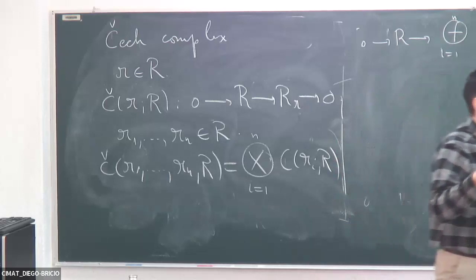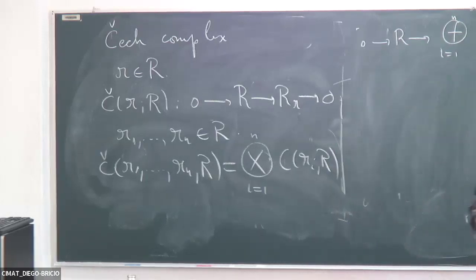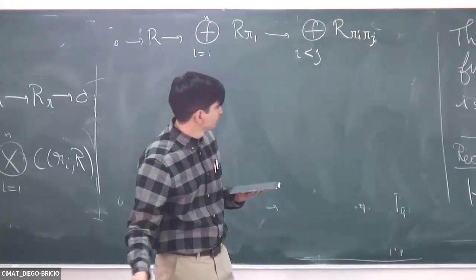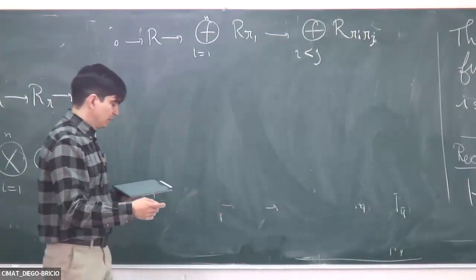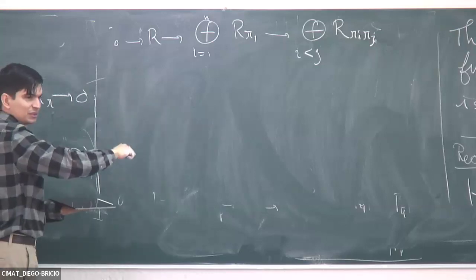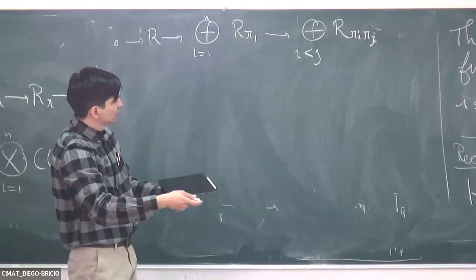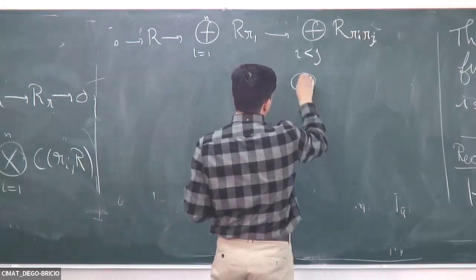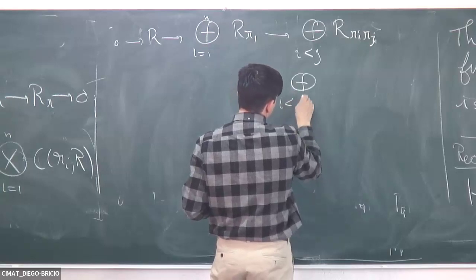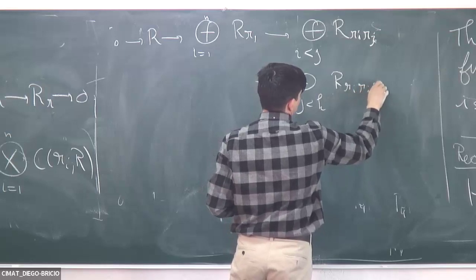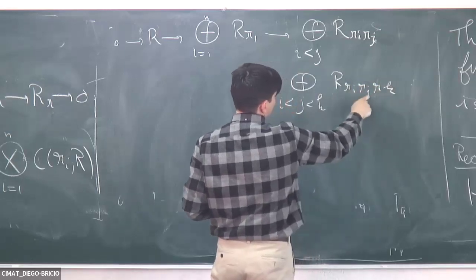Who knows how many elements? Two. Exactly, and you continue like that. In the next step, you take all the tensor products. The point is that you're taking the tensor product of something very short; otherwise, you have to take more things. But in the next step, you have to take the tensor product of all possible three things. So you have the direct sum, i less than j less than k, of R_i, R_j, R_k localized.